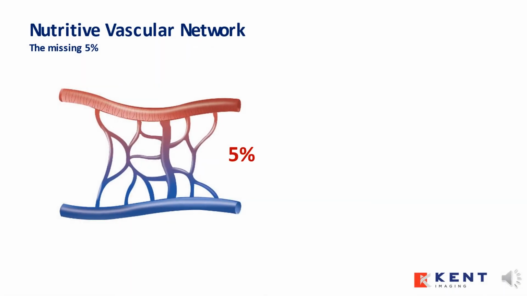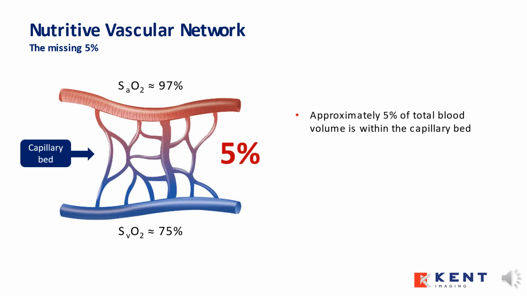The capillary beds between the arterial supply and the venous return contain approximately 5% of our total blood volume. It is in these capillaries where gas, nutrients, and waste exchange occur between the cells and the bloodstream.